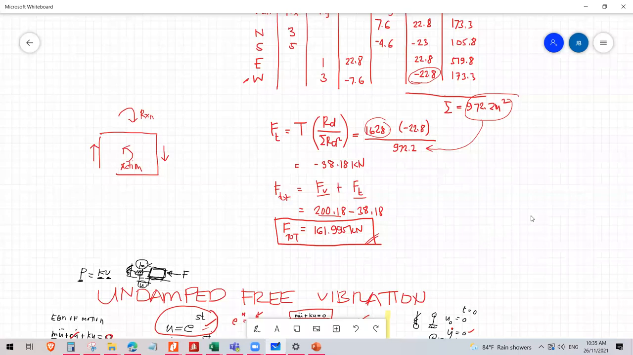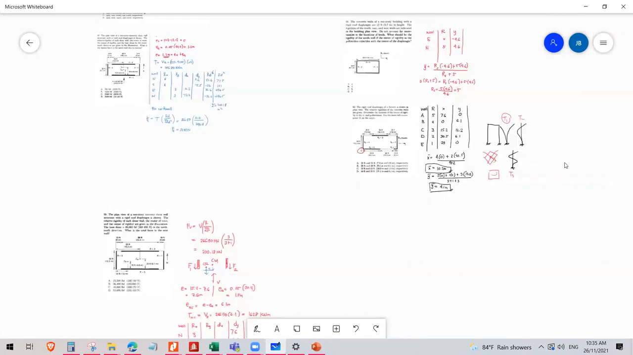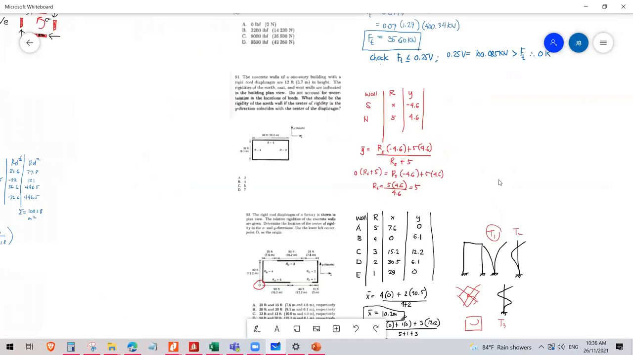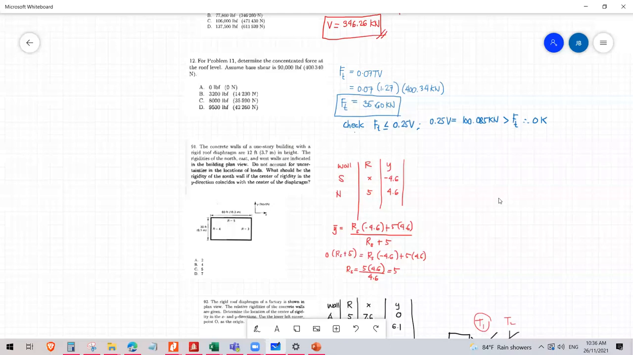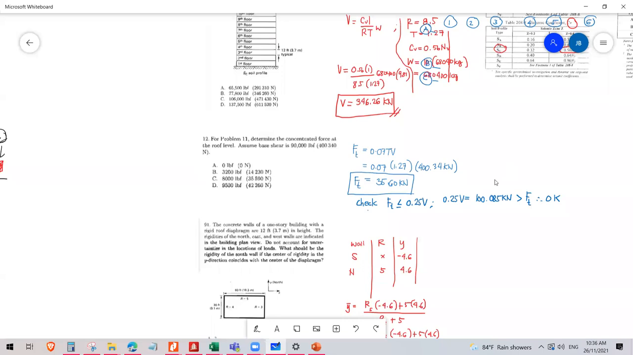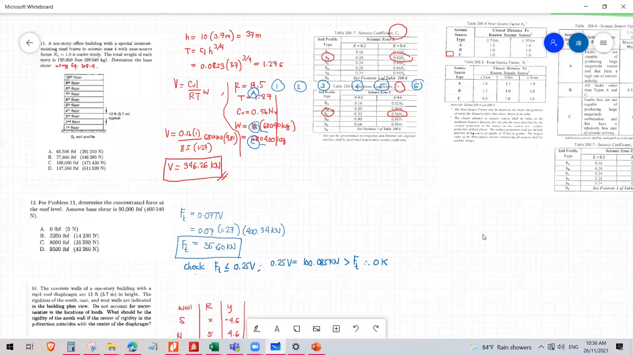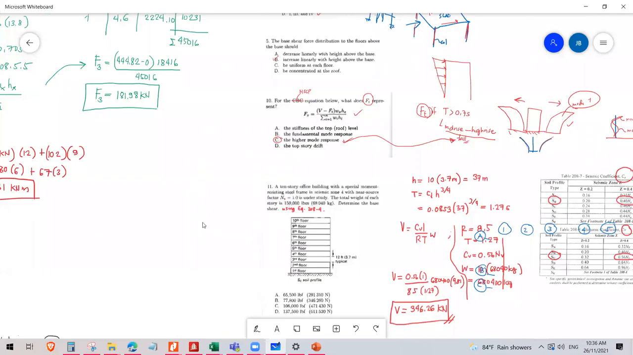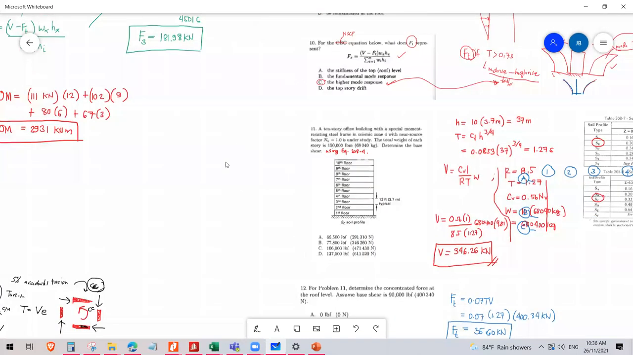Okay. Tapos na. I think may isa pa ba example dito? Ito, location lang to ng ano eh. Ng wall. Ito yung vertical distribution.